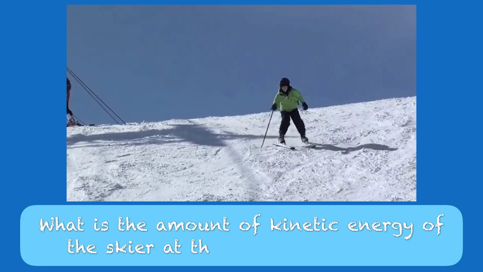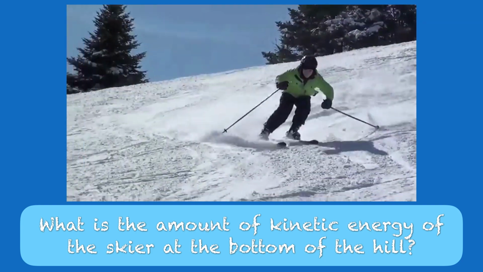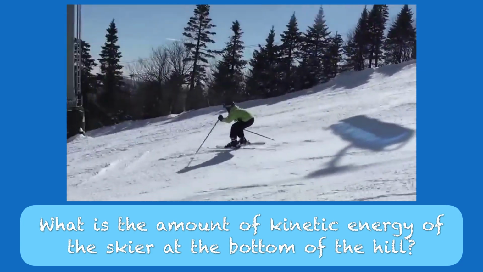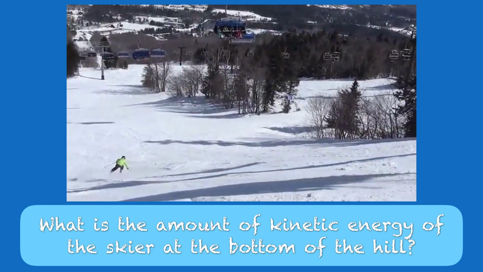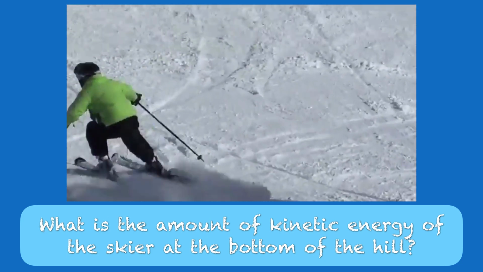What is the amount of kinetic energy of the skier at the bottom of the hill? In order to calculate the kinetic energy, we need to replace the value of the speed in the formula KE equals half multiplied by m multiplied by v squared. But in this case, the value of the speed is not mentioned. Then how do we figure out the kinetic energy? Let's calculate it from the mechanical energy.